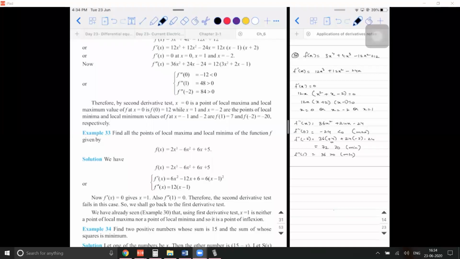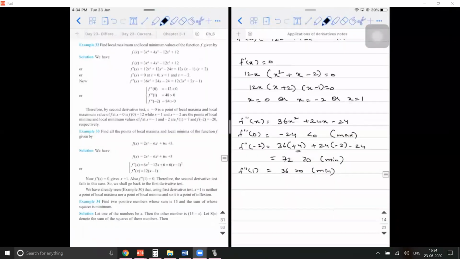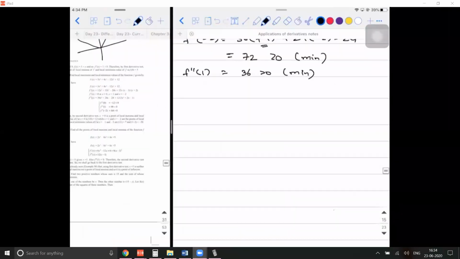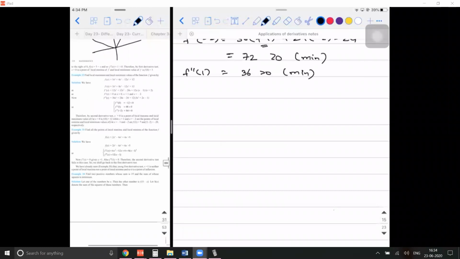Yes, sir. Point of inflection. So one of the f of x value is 0, sir. No. See, I think you're getting confused. What you're supposed to do is, I'll tell you, by now you should have got clarity. What is question number 33, right? It's very simple. You have the function 2x cubed minus 6x squared plus 6x plus 5.